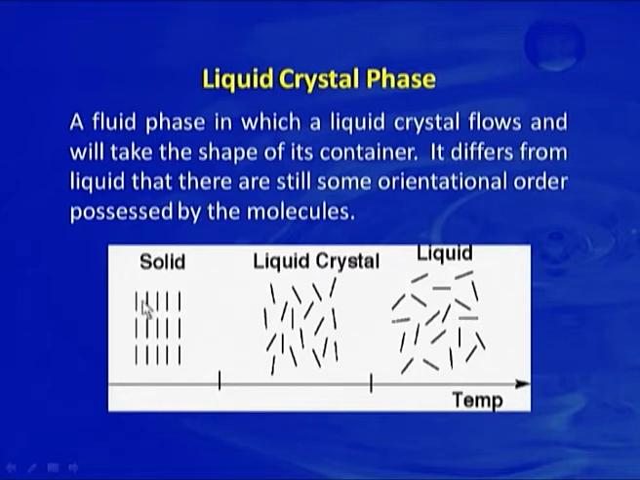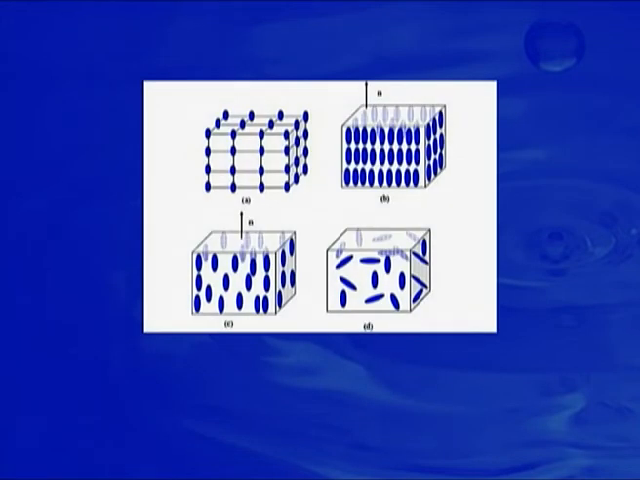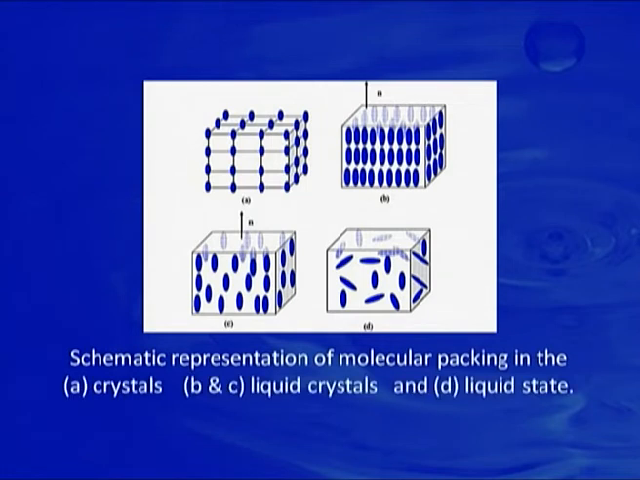When we increase the temperature of a solid, it is not converted into a liquid. It is converted first into a liquid crystal, and then when we increase the temperature of the liquid crystal, it is converted into a purely liquid form. Here is a schematic representation of molecular packing in A crystal, B and C. The structure of B and C is the structure of liquid crystal molecules, and C and D is the liquid state that is found in water.